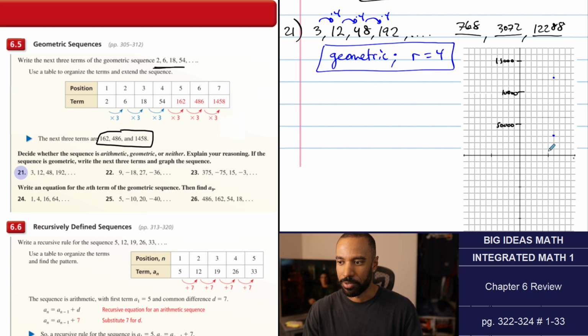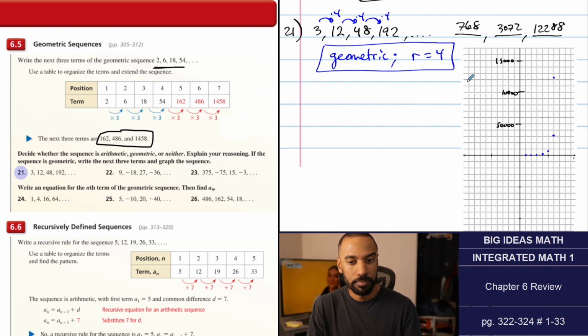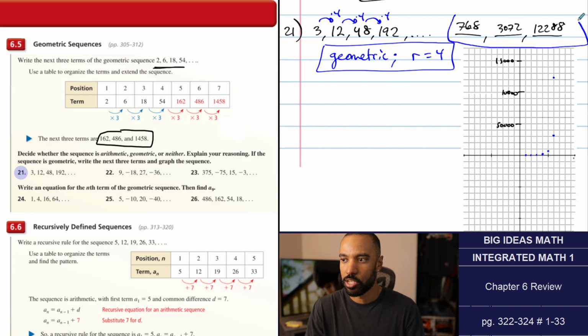768 is already down here. So you can see why I'm really not a fan of doing these graphs as a whole. 192, already super small. These ones, forget about it, how small these ones are. They might as well hit 0. Now remember, n equals 1 is your first term, and also we do not draw the curve, right? This is a discrete function here. But those are the next 3 terms. It is geometric. There's the graph for it, and that's number 21.